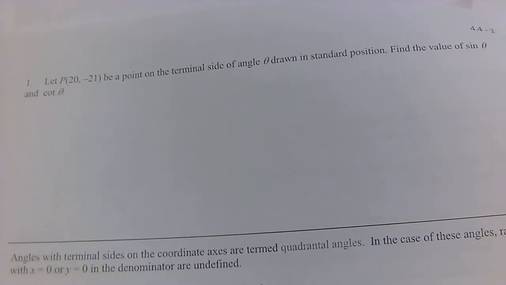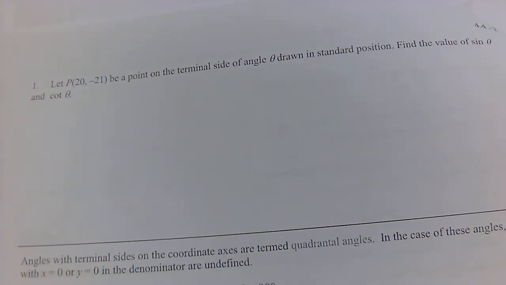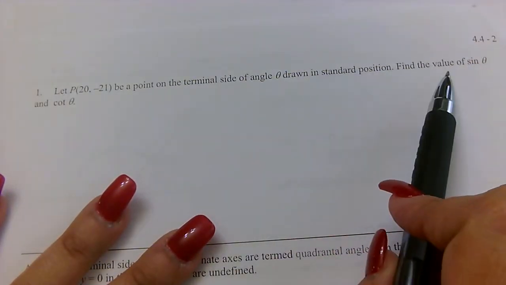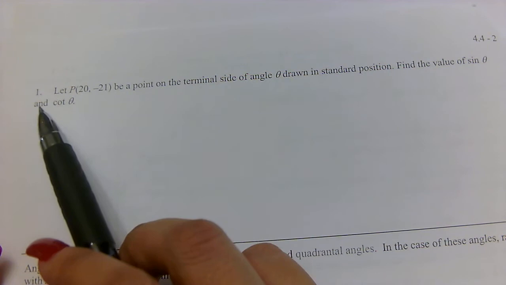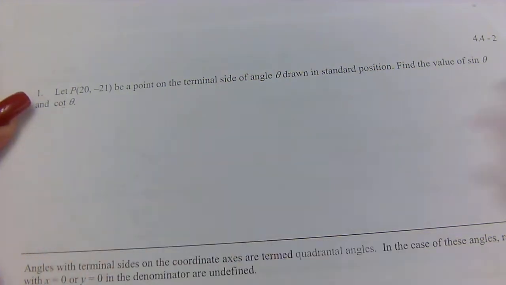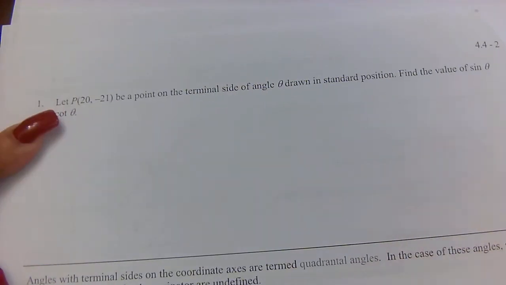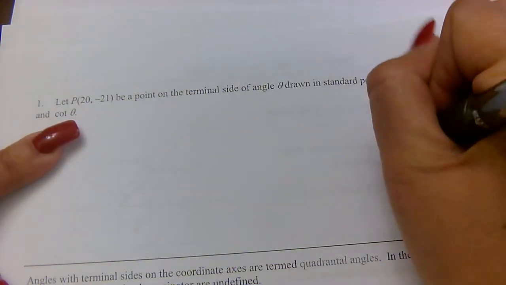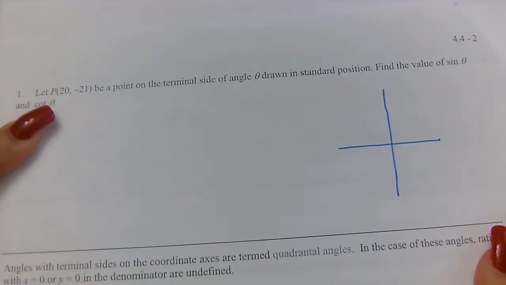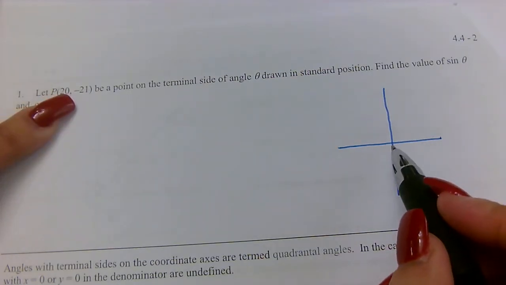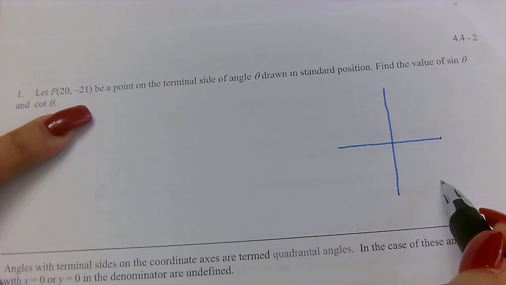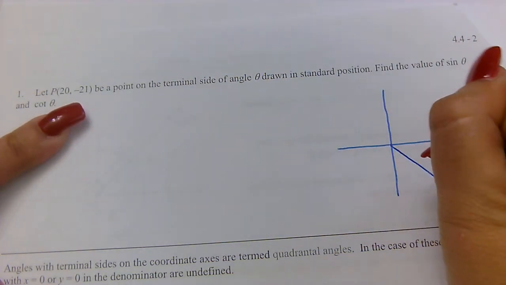Okay. All right, over here it says, now we're going to let this point be a point on the terminal side of an angle in standard position. Find the sine and cotangent of theta. All right, first thing we're going to do, and I'm always going to recommend this, no matter where you're at, is draw your triangle. Okay, so here's my coordinate system. 20 is going to be positive. 21 is y, and it is going to be negative. So we're going to be in quadrant 4.